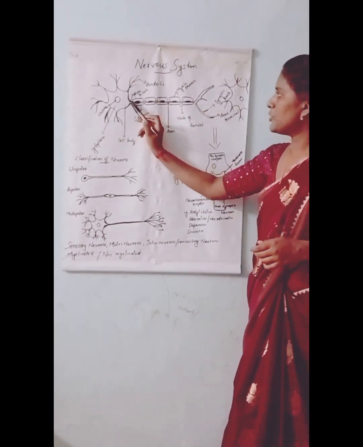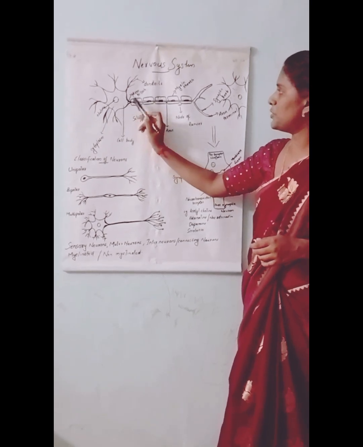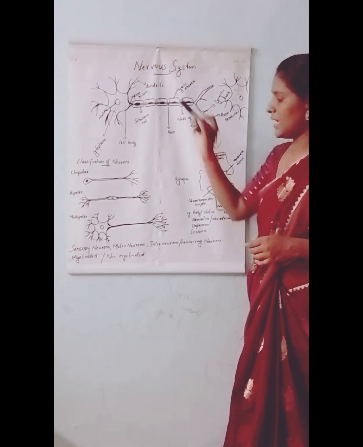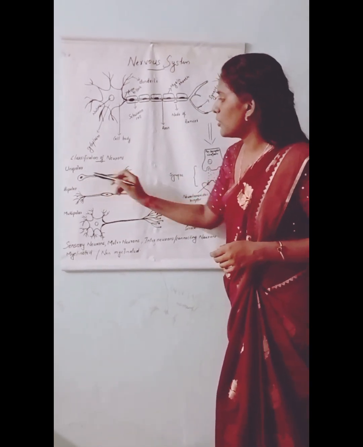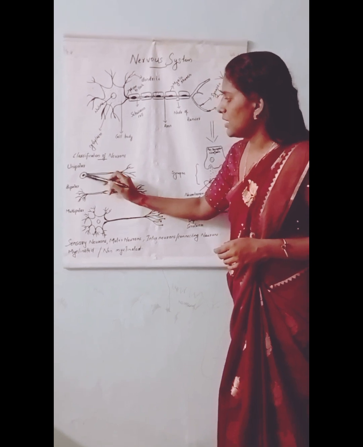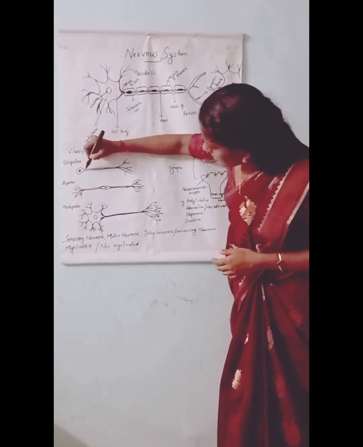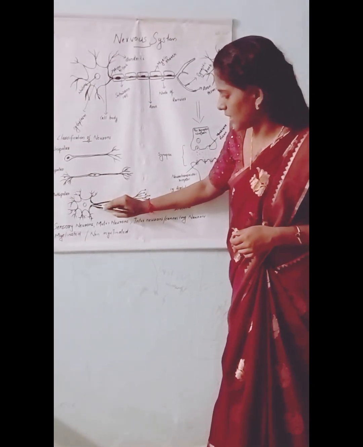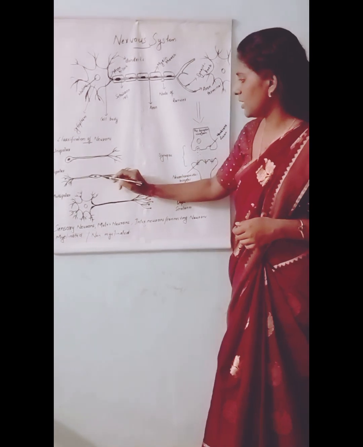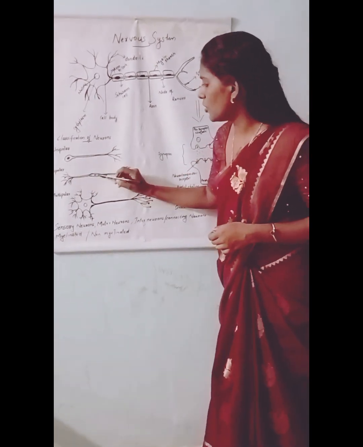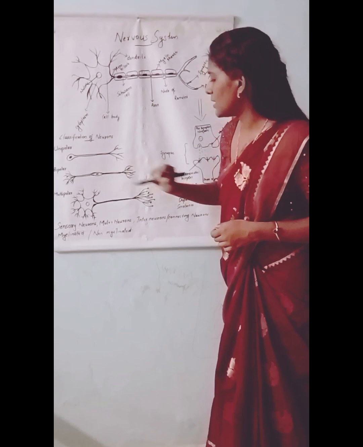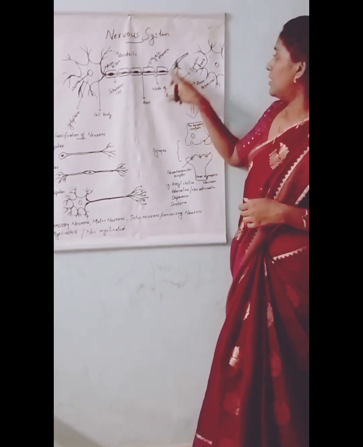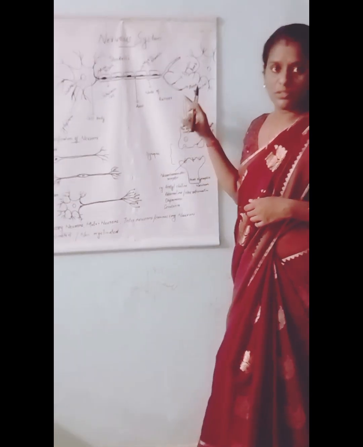And here we are able to see a conical projection between the cell body and axon called the axon hillock. Okay, at the junction of the cell body and axon, we are able to see a conical projection. This one is the conical projection and this is called the axon hillock. Here also we can see the axon hillock. Okay, here in the bipolar neuron, on both sides we are able to see the axon hillock. Okay, and this axon again branches and forms the axon terminal.